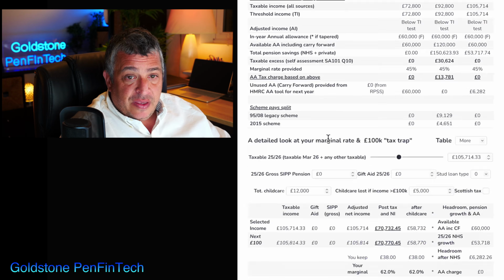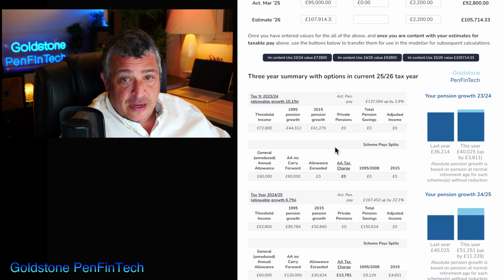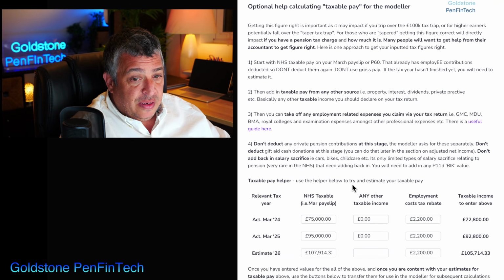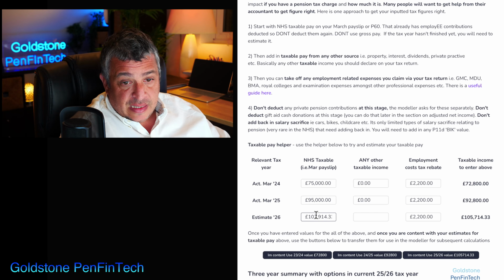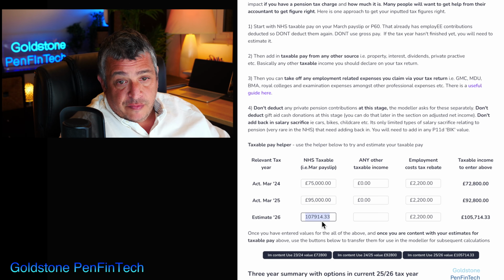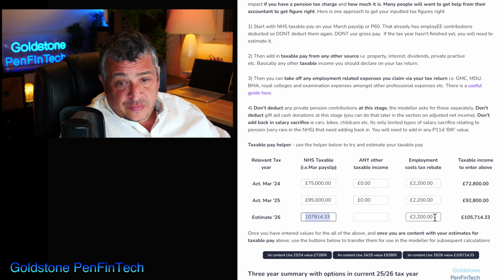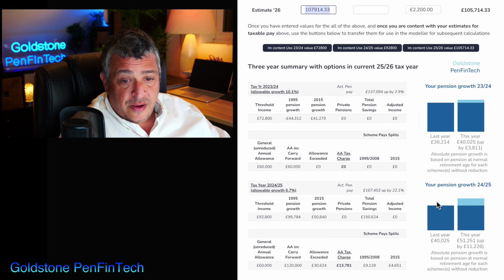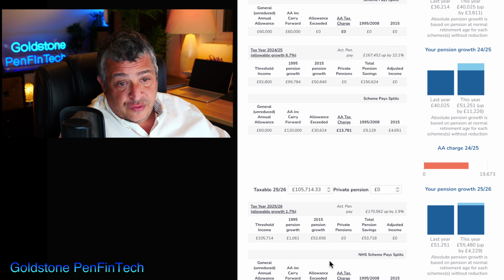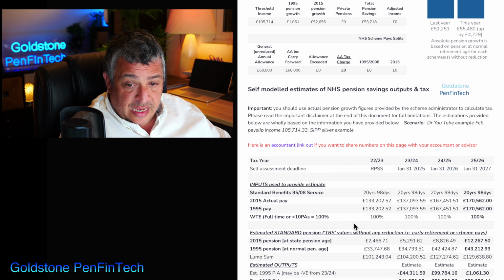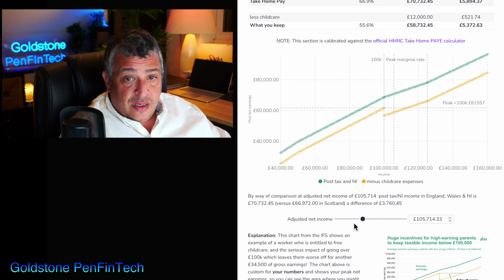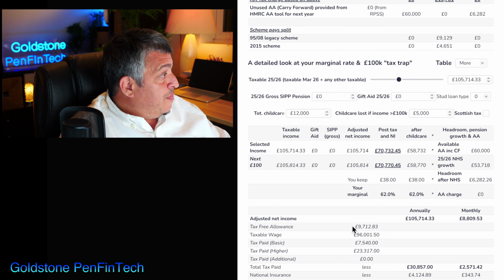So just bringing things back down to earth again, we'll take the lower paid example. So again, we've got that income. We're starting with 107,914. We've got no other additional income in this case. We've got the employment tax rebate of £2,200, the same MDU, GMC, MDU, etc. There's no tax charge for the 25-26 tax year in this example.